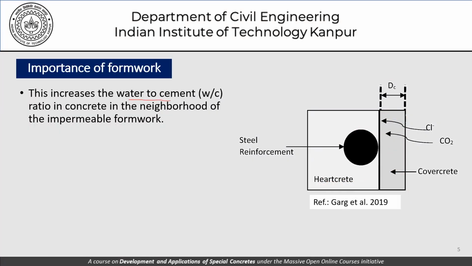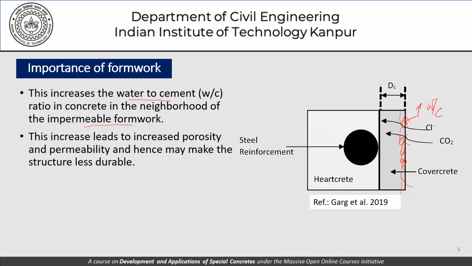This increases the water cement ratio in the concrete in the neighborhood of the impermeable formwork. So we had formwork here, and the accumulation of water in the neighborhood would obviously increase the water cement ratio in this small thickness around the formwork. This increase leads to an increased porosity and permeability, and hence may make the structure less durable. That is the crux of the whole problem.